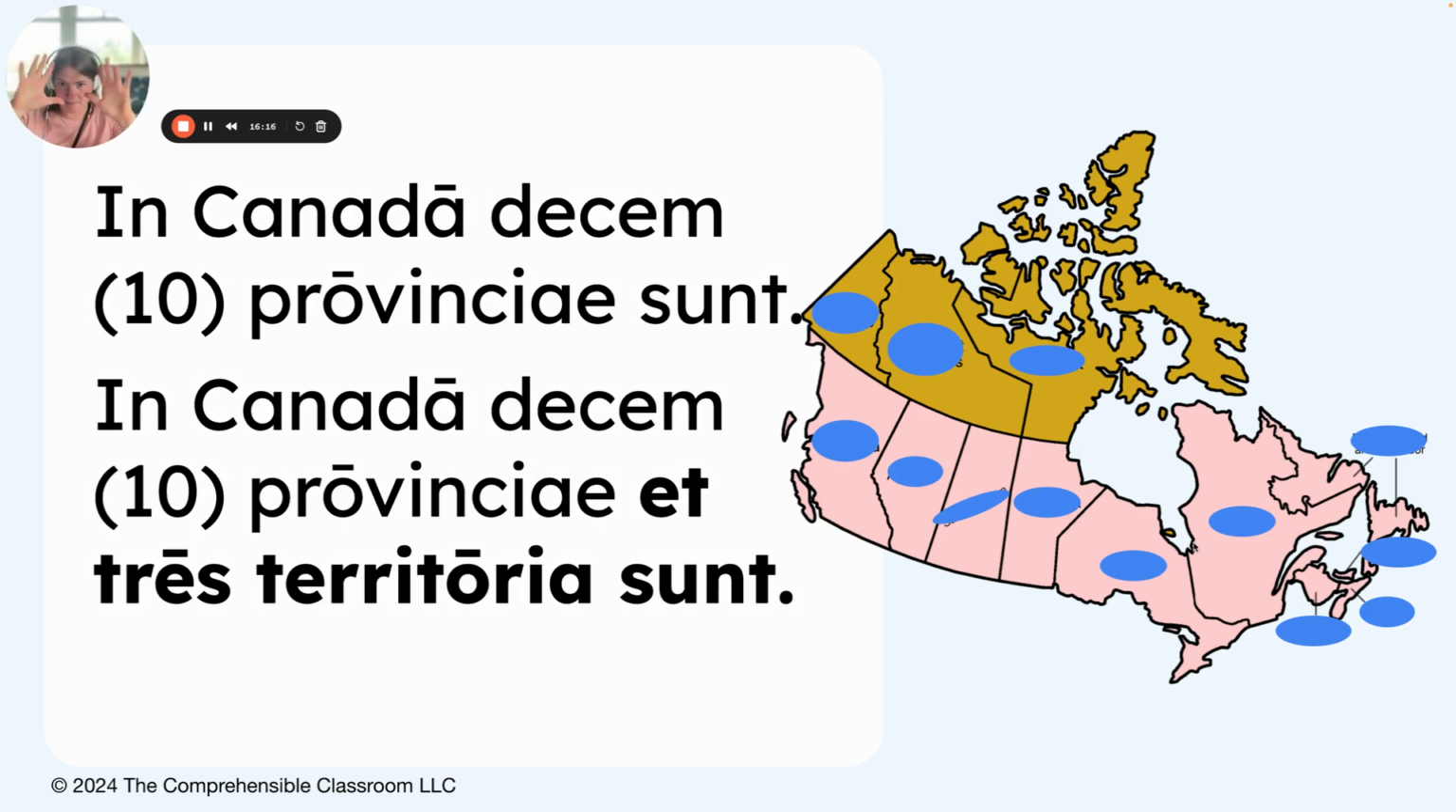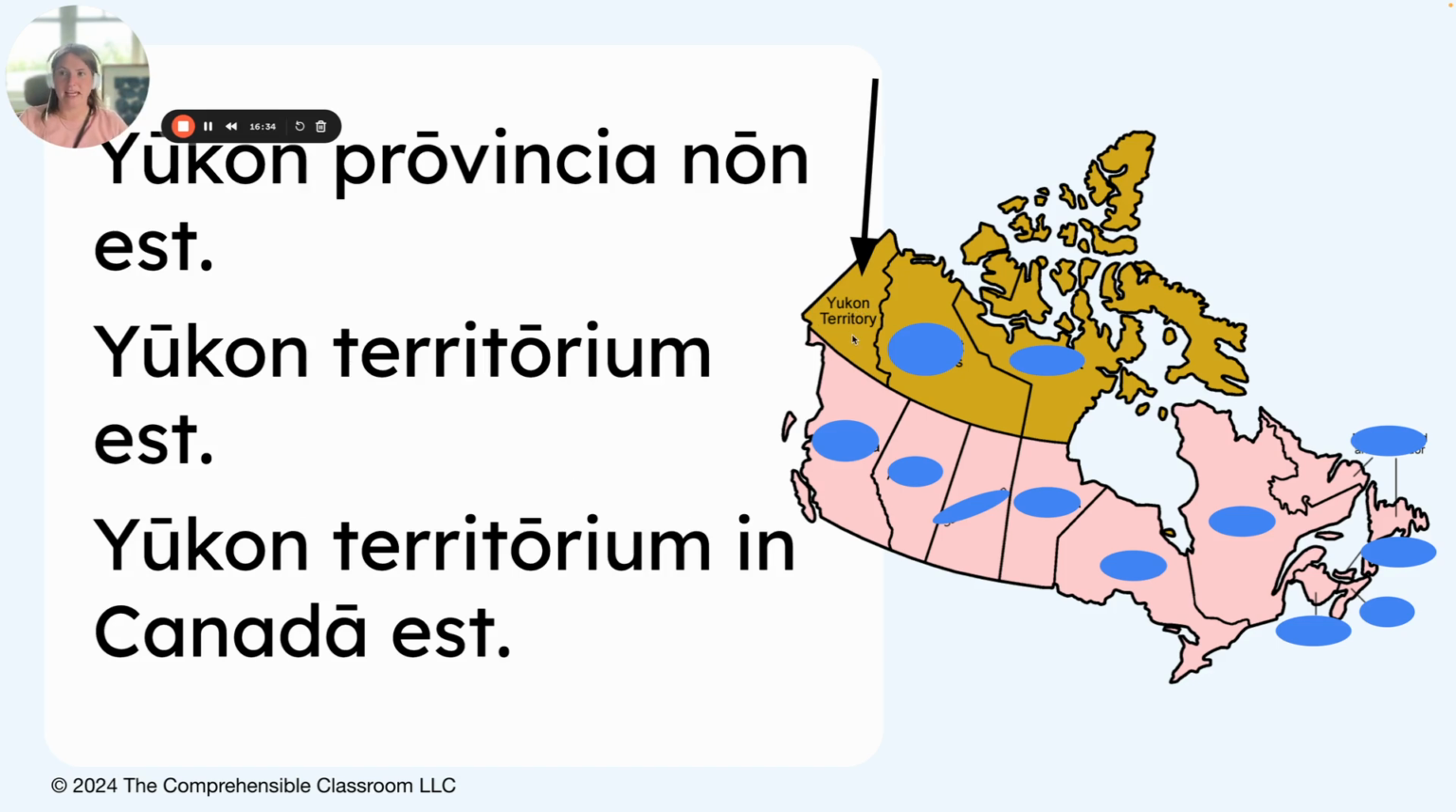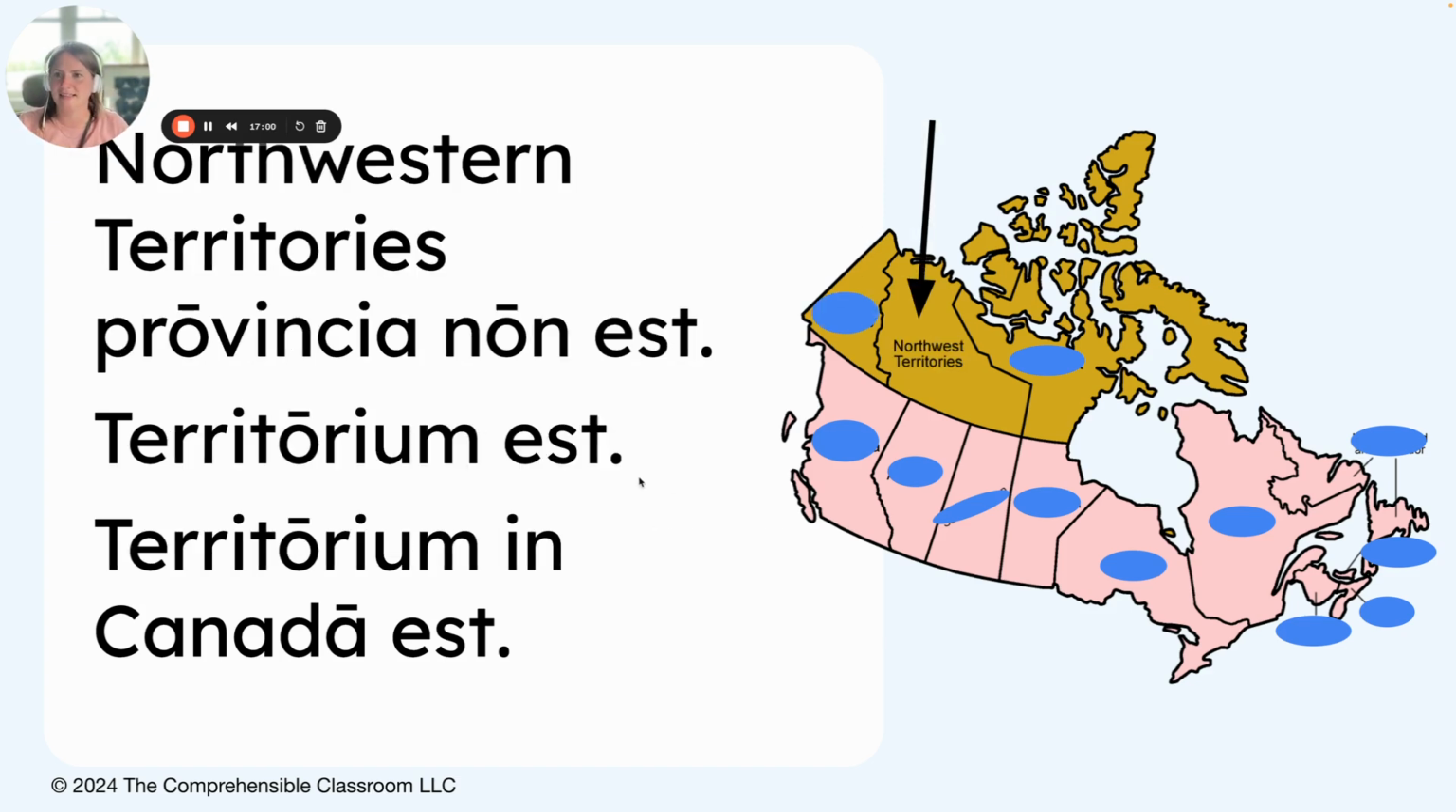In Canada decem provinciae sunt. In Canada decem provinciae et tres territoria sunt. Yukon provincia non est. Yukon territorium est. Yukon territorium in Canada est. Yukon is a territory I have been to when we were driving to our home in Alaska. Northwest Territories, provincia non est. Territorium est. So different than in the United States where we just have 50 states, Canada has two different kinds of divisions. They have provinces and they have territories.